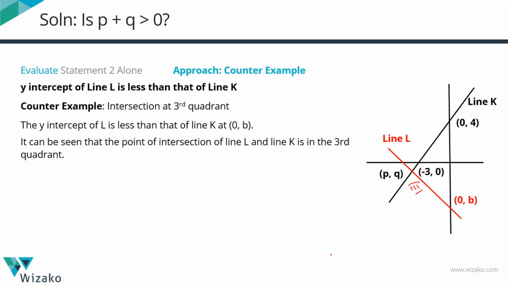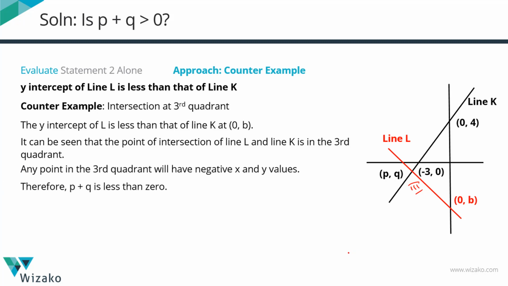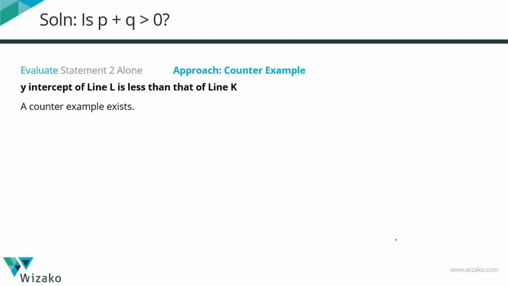We know that both P and Q are going to be negative, which means the sum P plus Q is negative. With the example where it intersected here, P plus Q is less than 0. In example 1 where it was intersecting somewhere here, we got P plus Q to be positive. Here we know P plus Q is negative. So we got a counterexample. If a counterexample exists, we are not able to come up with a conclusive answer. So statement 2 alone is not sufficient.